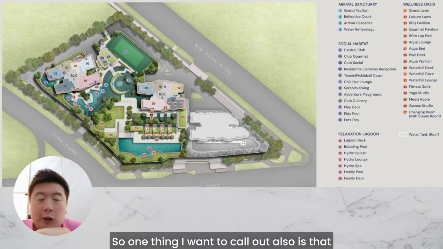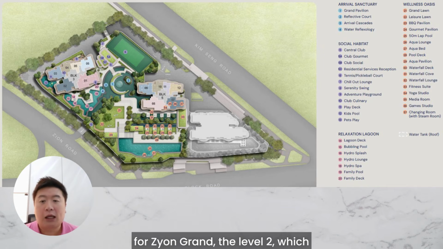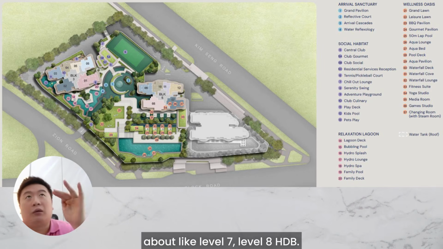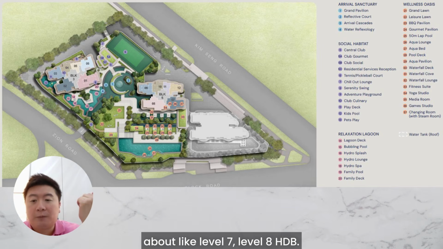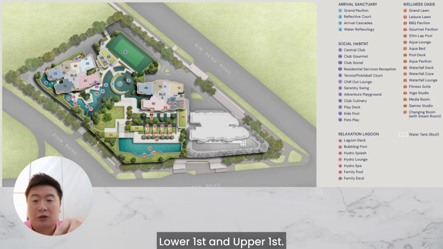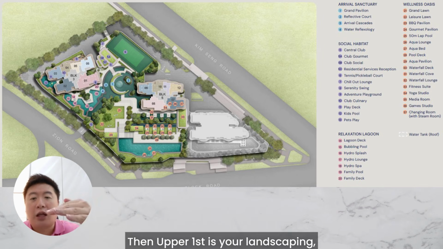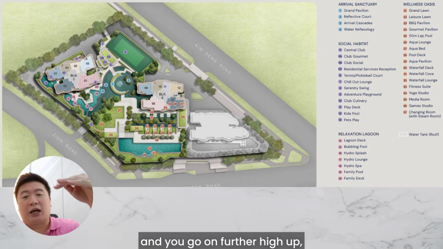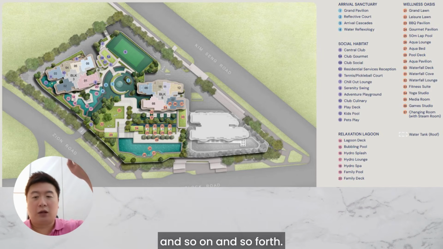Okay. So one thing I want to call out also is that for Zyon Grand, the level 2, which is your first block, is basically about level 7, level 8 HDB. Yeah, so it's already very elevated. That's why you have your lower first and upper first, right? So lower first is your first floor, supermarket, commercial, etc. Then upper first is your landscaping or your different facilities. And you go on further high, that's your level 2 unit. And so on and so forth.